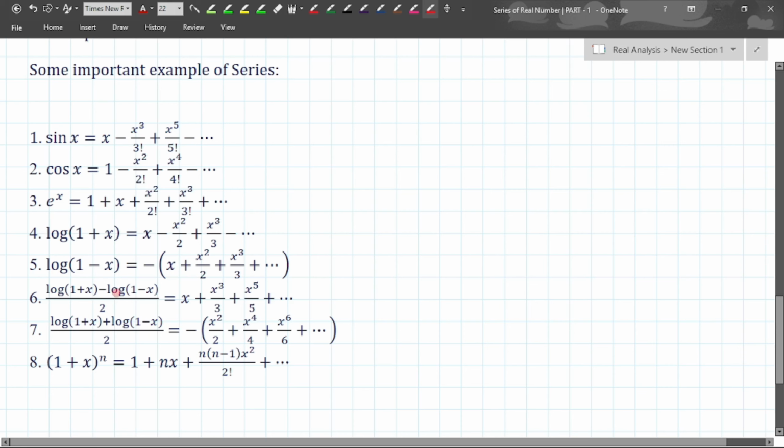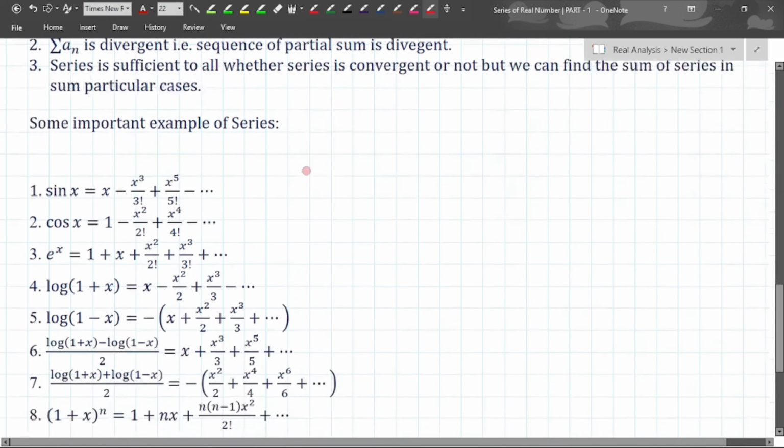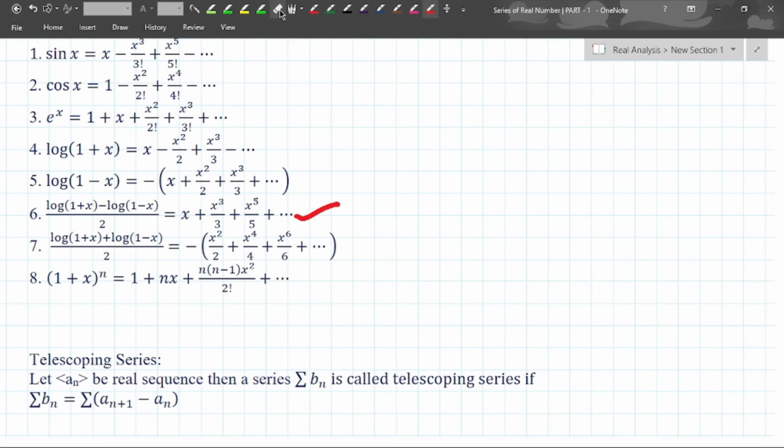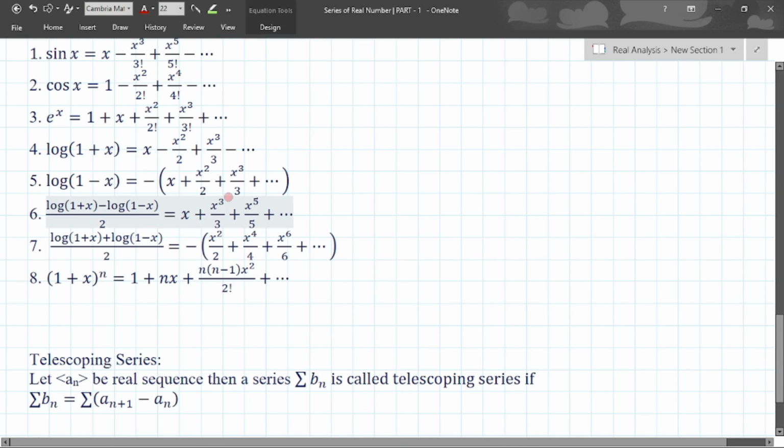Then log of 1 plus x minus log of 1 minus x, this is one of the observations from this sequence and this sequence. If we add both like this, or if you subtract this and divide by 2, then you will get a sequence looking like the sine sequence, but it is not the sine sequence. It is just a sequence looking like sine, but it is all positive terms and no factorial terms are there. Okay, so these are some basic series, and we are going to use these series to solve some questions.